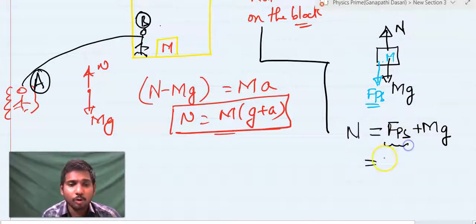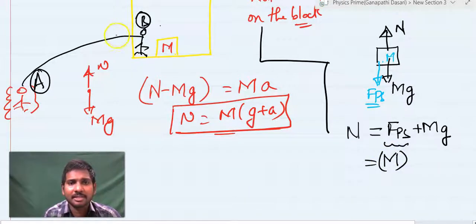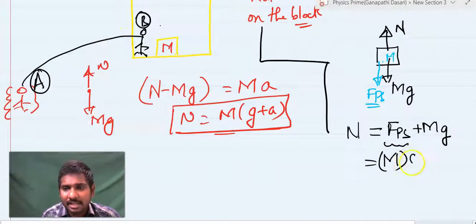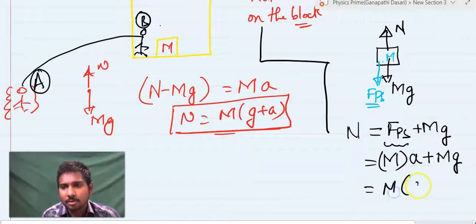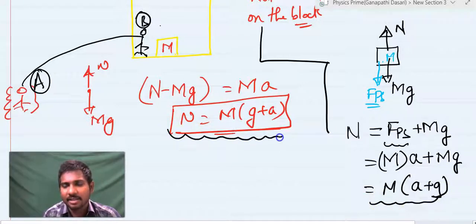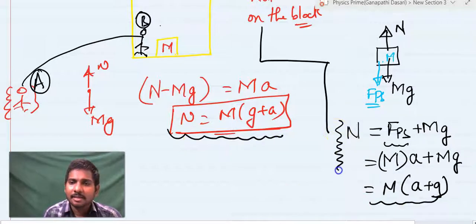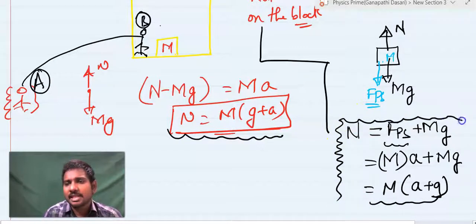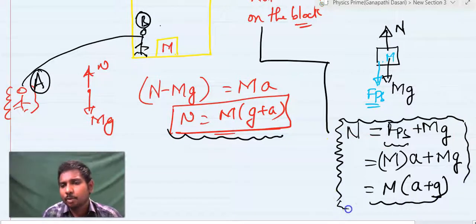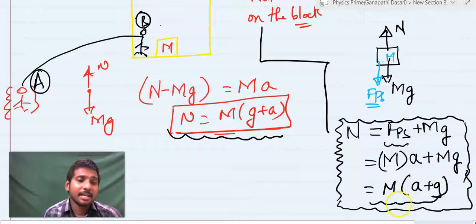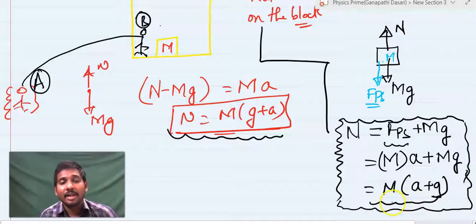What is F_ps, the pseudo force? What is the magnitude of the pseudo force? Mass into the acceleration of the frame of reference. Here the acceleration of B is a, so that is ma plus mg, which is m into (a plus g). You got the same answer as from the ground. But sometimes by taking pseudo force into consideration, the problems become a bit simpler. So that's why we take pseudo force into consideration when the reference frame is accelerating.